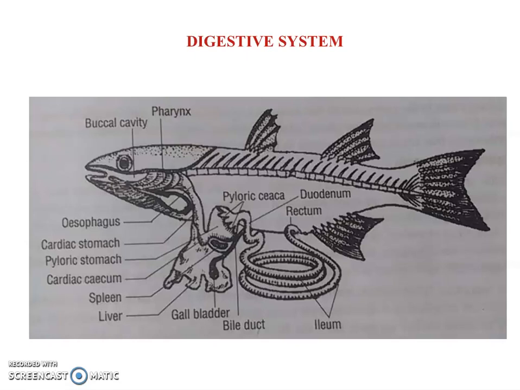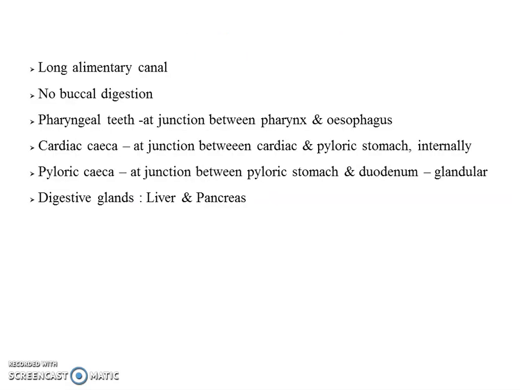So these are the structural details of the digestive system. Now, what are the unique features we can see? They have a long alimentary canal because they are herbivorous in nature. Since there are no salivary glands in the buccal cavity, no buccal digestion takes place. Then, a unique feature is the presence of pharyngeal teeth between the pharynx and esophagus that function as strainers, or a filtering apparatus.